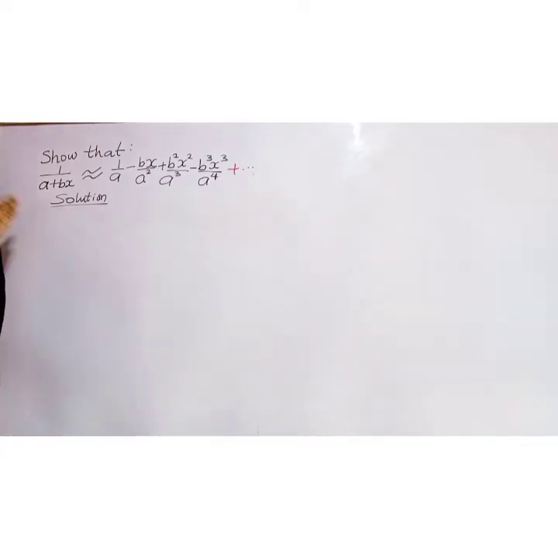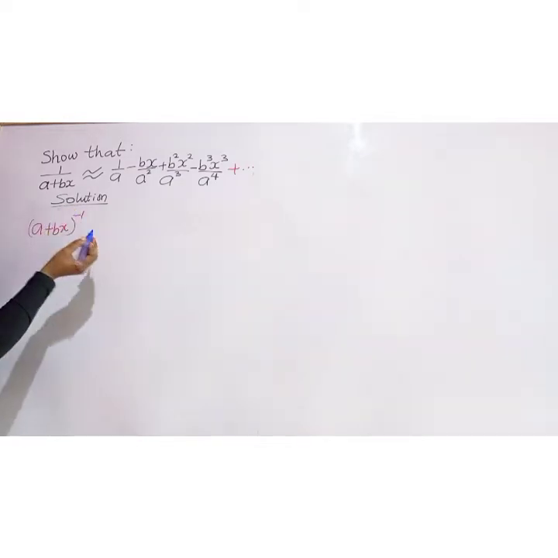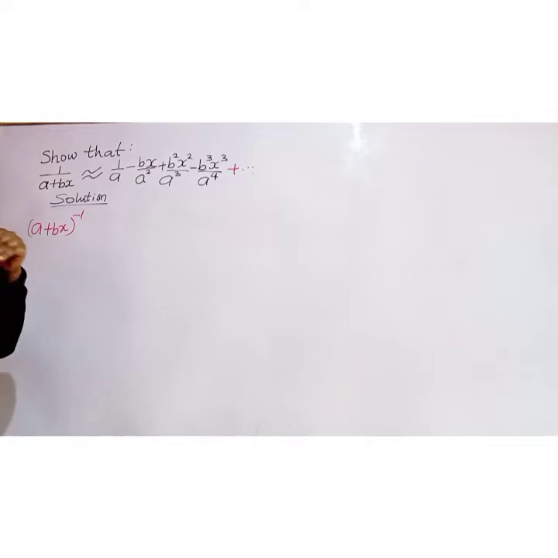Show that 1 over a plus bx is equivalent to 1 over a minus bx over a squared plus b squared x squared divided by a cubed minus b cubed x cubed divided by a raised to power 4 plus dot dot dot. Now, if you see any kind of expression like this, 1 over something, that expression is raised to the power of minus 1. So we are going to use the binomial expansion theorem, when the exponent is not positive.